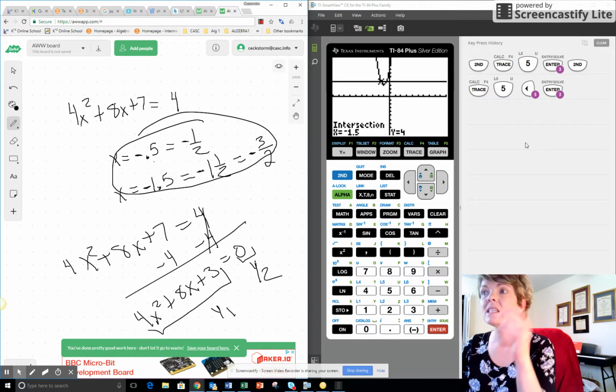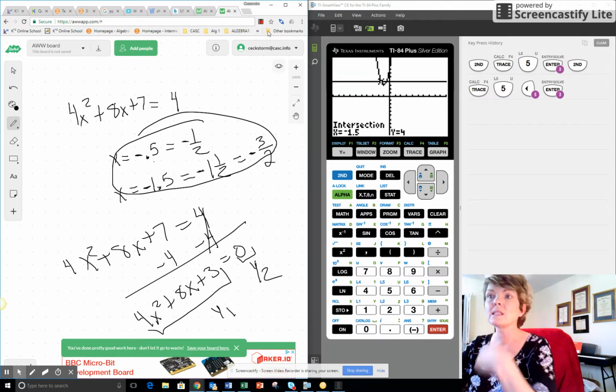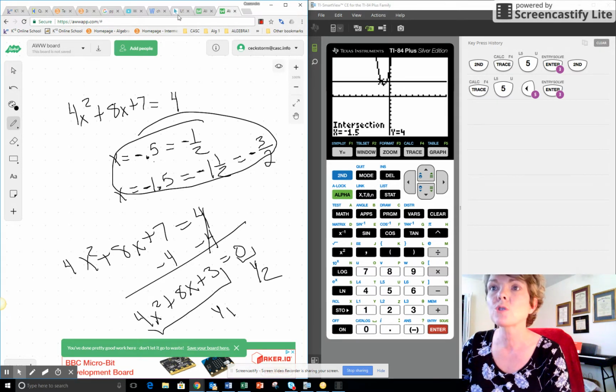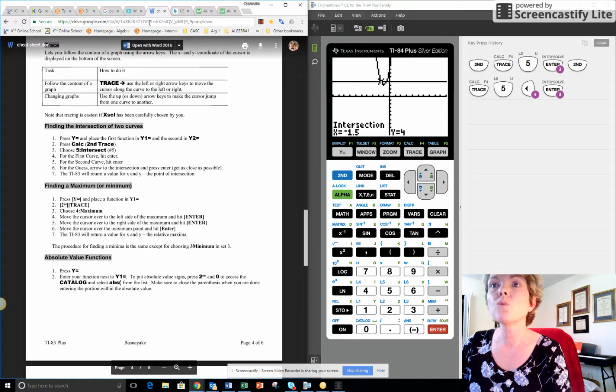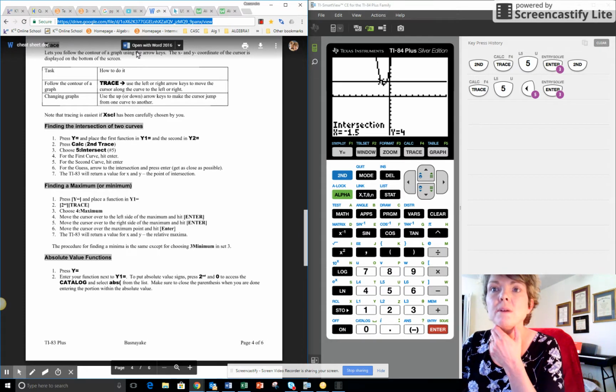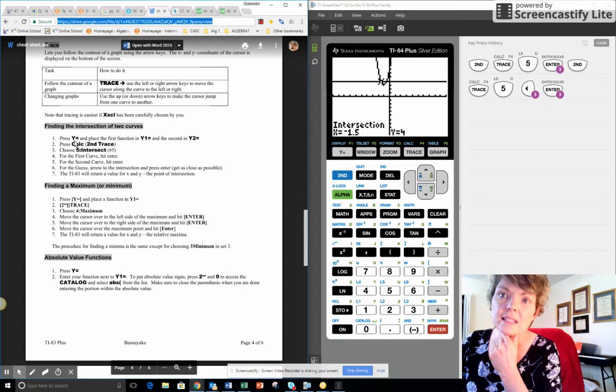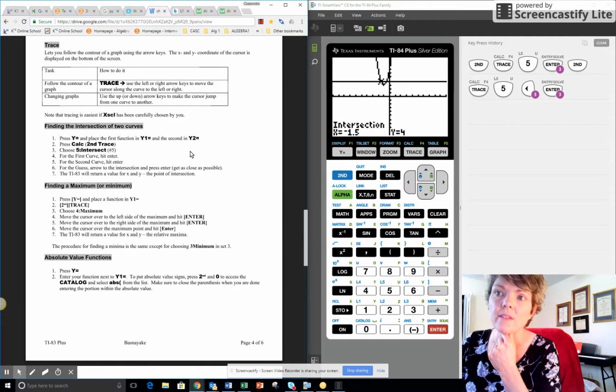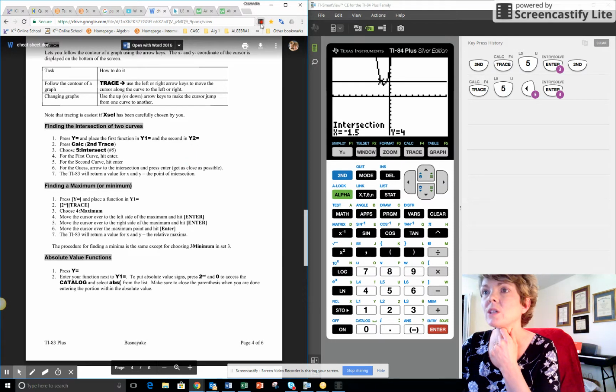All right, y'all got this. Watch this recording as many times as you need to. Write your keystrokes down. I'm going to give you one other little page that I'll put in my email that I send you. It's page 4, and it's this section right here. Maybe do a screenshot of it. This section gives you your keystrokes for finding the intersection of 2 curves. All right, guys, let me know if you have questions.